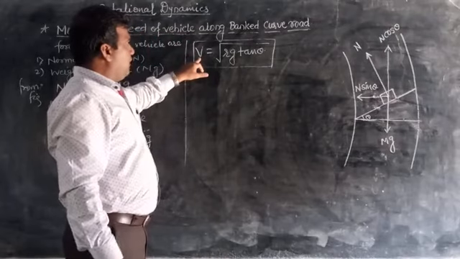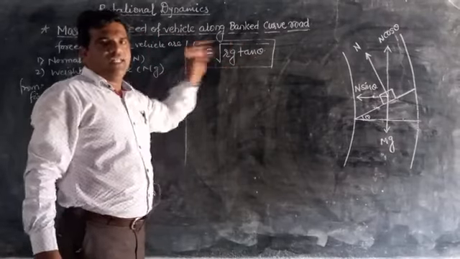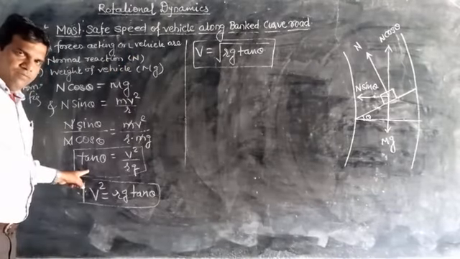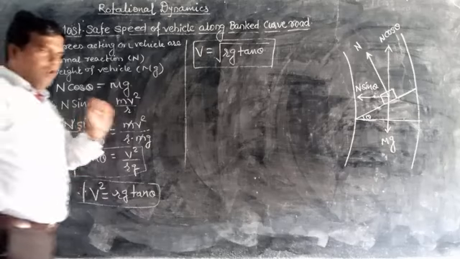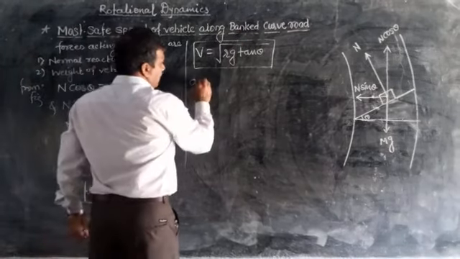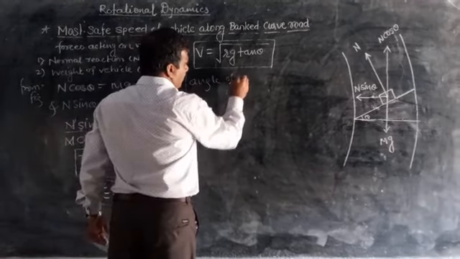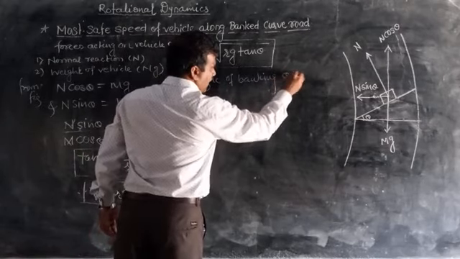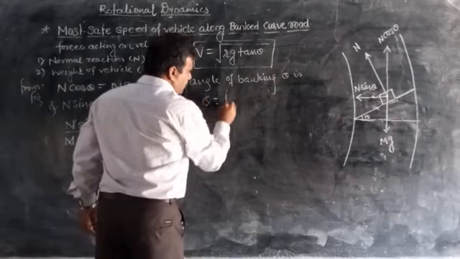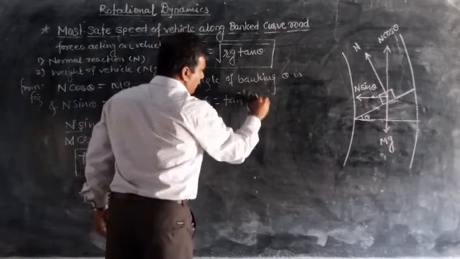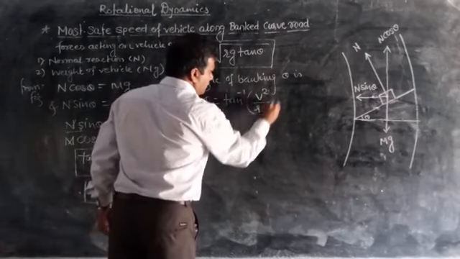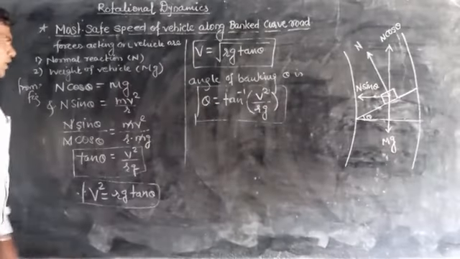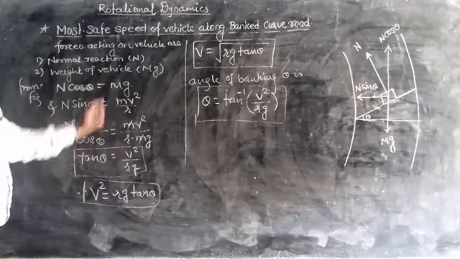The maximum safe speed upon bank curve road is v is equal to under root rg tan theta. From this equation we can again derive or write the formula for angle of banking. That is angle of banking theta is equal to tan inverse under root v square upon rg. This is formula for angle of banking from this equation.